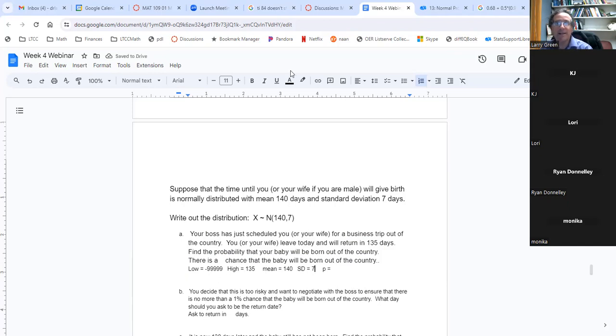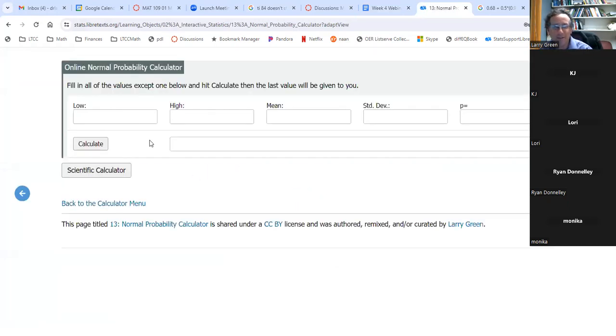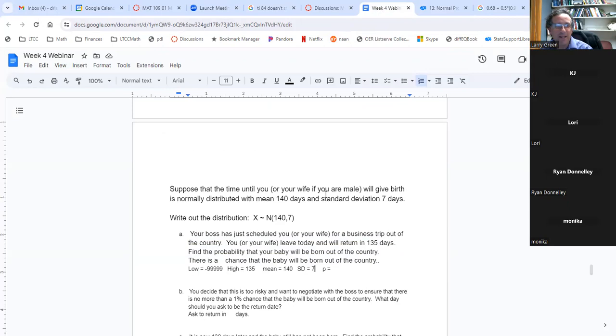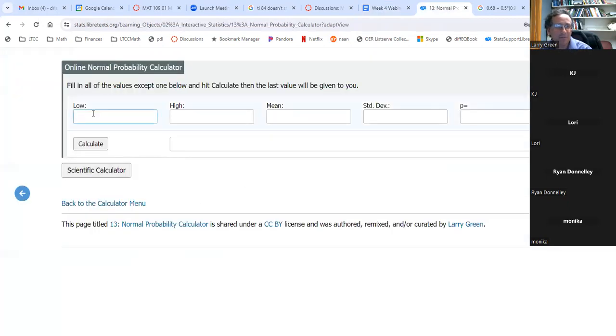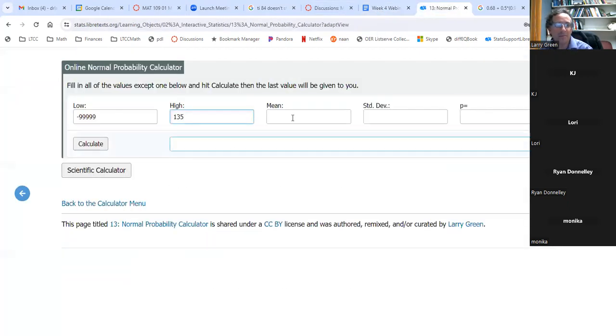We want the probability. So now we're going to go back to here. I'm going to hit refresh so I don't have to hit erase on all this stuff, and it just makes everything blank. And then we could look again. The low was negative 99999. High was 135. The mean was 140 and standard deviation was 7. And we hit calculate.